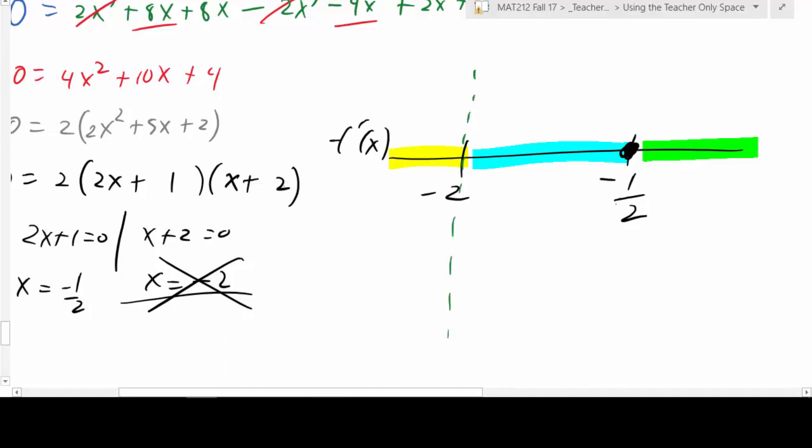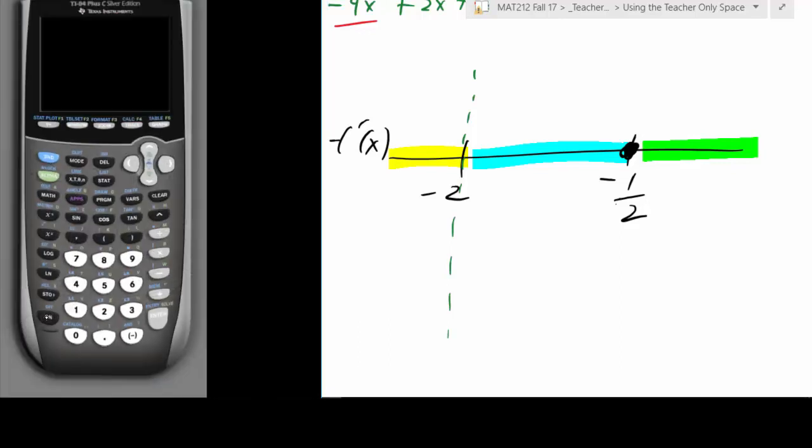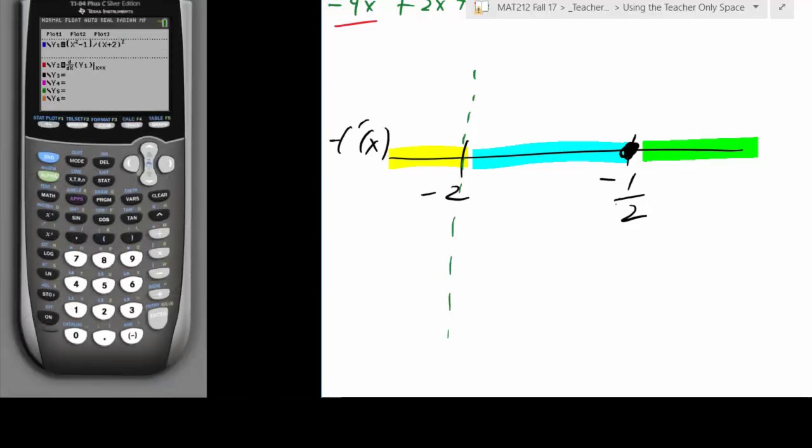We need to pick a number to substitute into our derivative, somewhere to the left of -2, somewhere between -2 and -1/2, and somewhere bigger than -1/2. I'm going to show you in the calculator, just as one more opportunity to review. You can see I already have the original function typed into my y1. For my y2, I'm going to very quickly review.